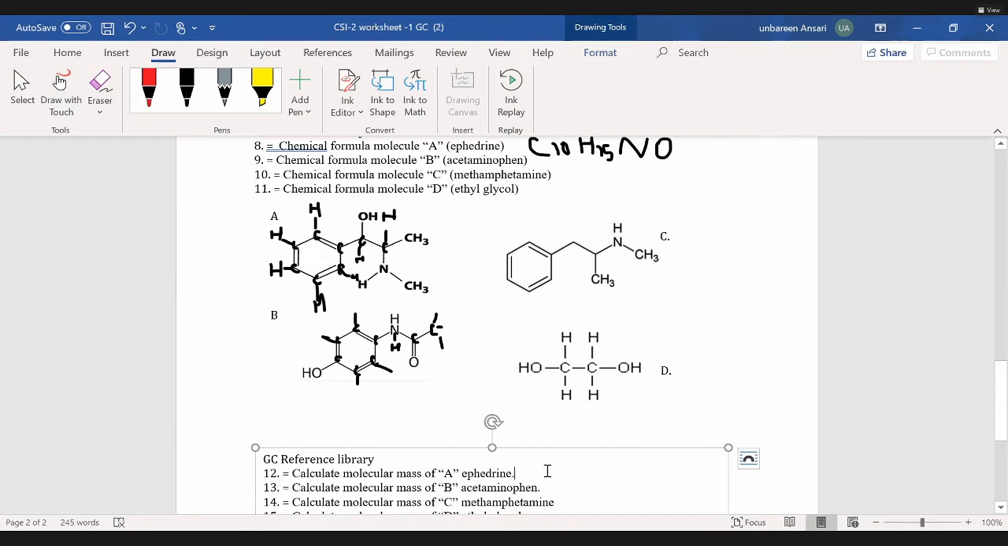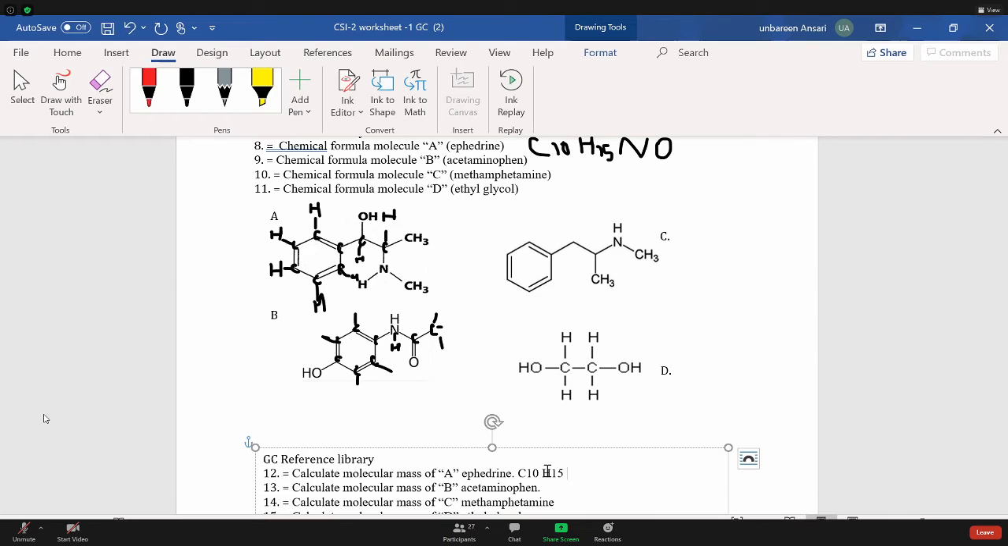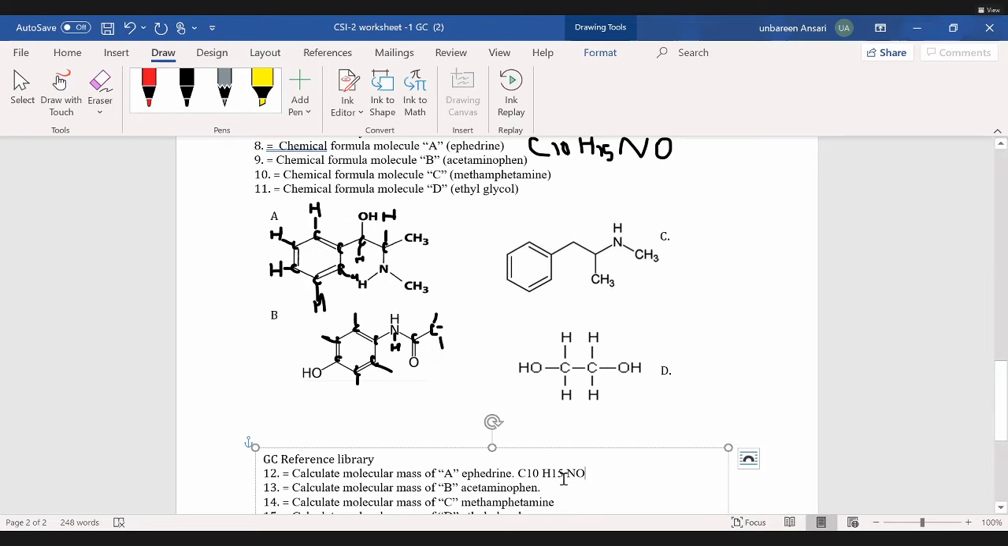Okay. So this one is C10H15NO, correct? So how do I calculate this? Carbon is 10 atoms of carbon multiplied by 12, which is the molecular weight of carbon that you actually have to look up on the periodic table. You know how to look that up on the periodic table? Remember the first PowerPoint we did in this class? The periodic table is there. One is the atomic mass and the other one is the atomic number. So you look at the atomic mass.